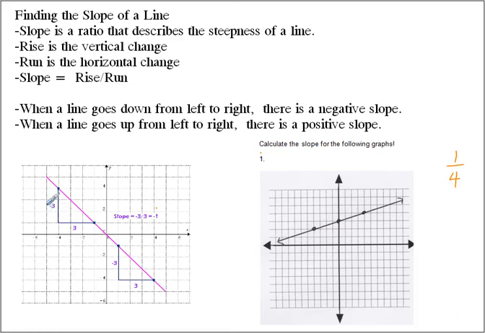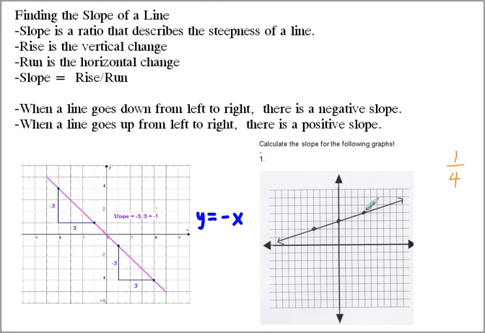Here, each time it goes down 1, it goes over 1. Down 1, over 1, down 1, over 1. So it's -3 is what they chose this point to be, -3 over 3. And so that's going to be a -1 slope. So actually this equation here is going to be y is equal to -x. That's just the value there of that one right there.